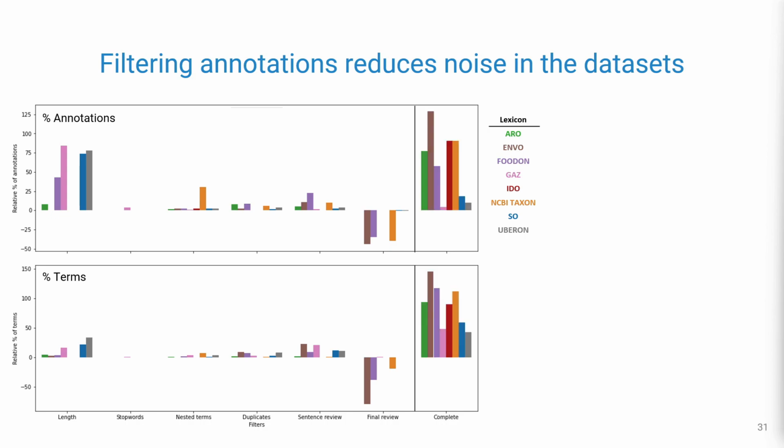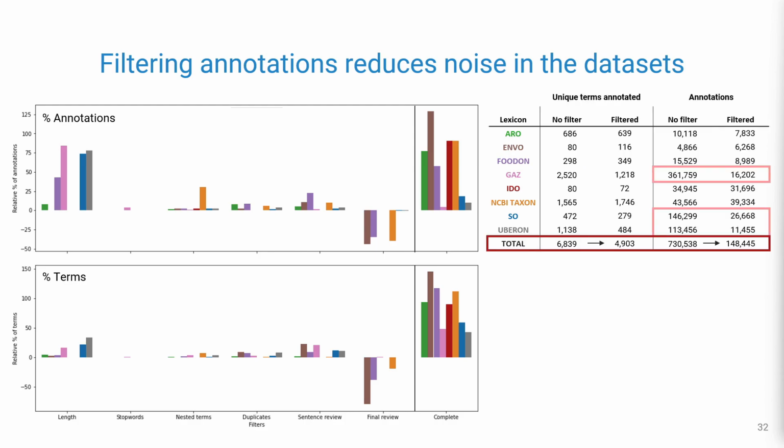The final bar graph on the right is the percent remaining after all the filtering steps. And you can see that the geographical ontology in pink had the largest relative drop in annotations. To give some numbers, you could see the large drop in annotations before and after filtering, while the number of unique terms stayed relatively the same, only dropping about 2,000. This shows that a minority of terms caused the majority of mismatches.